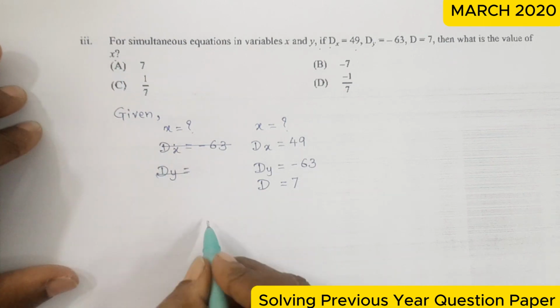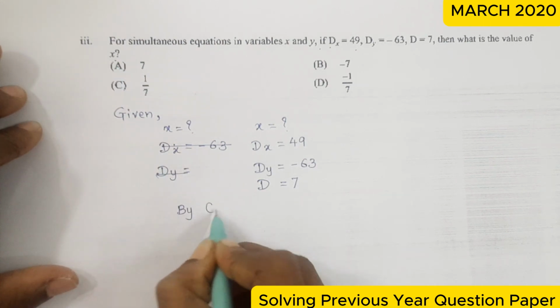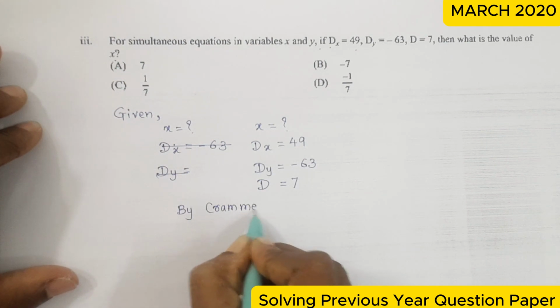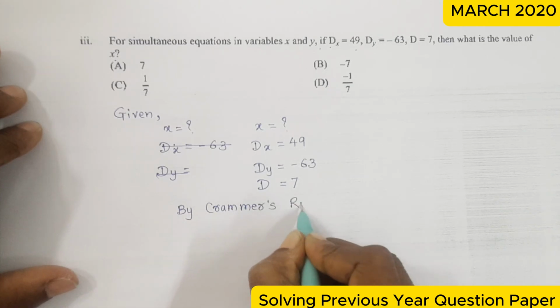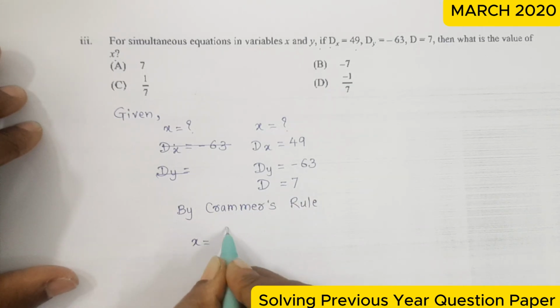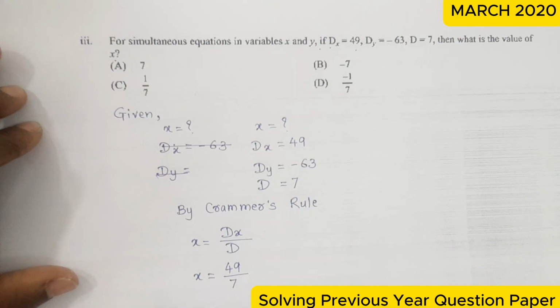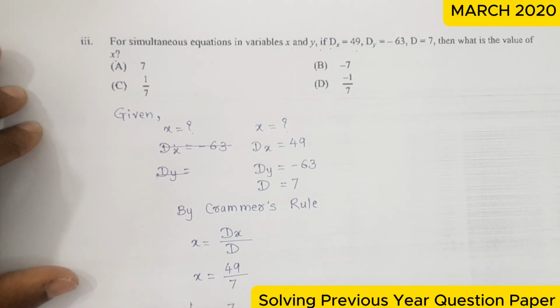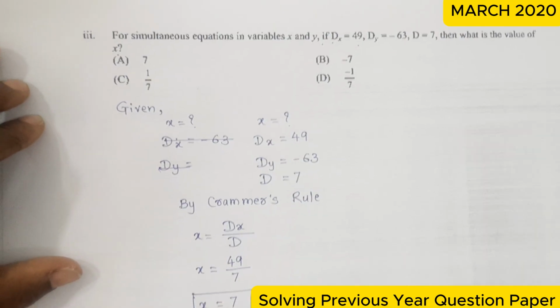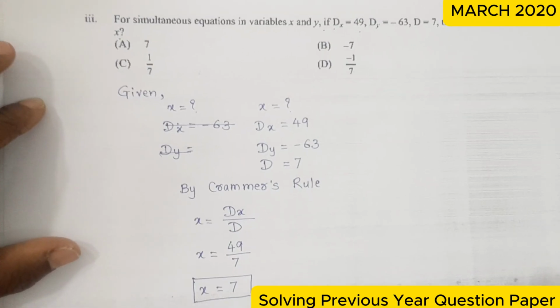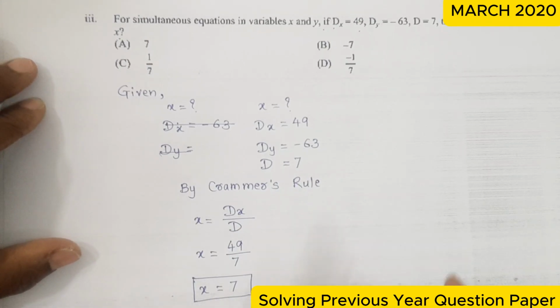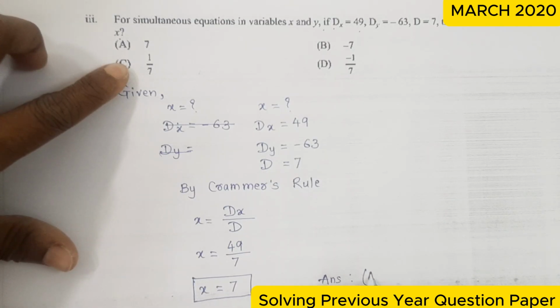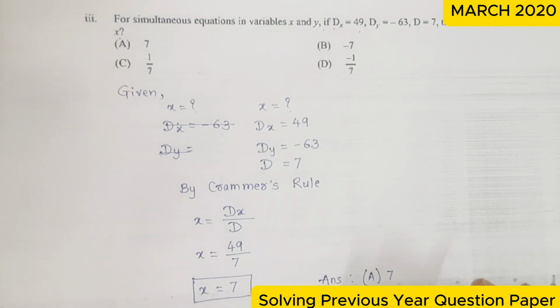So now we have to calculate x. So that means by Cramer's rule, here we apply Cramer's rule. So by Cramer's rule, x is equal to D of x upon D. x is equal to 49 upon 7. So x is equal to 7. So our final answer is 7 students. So that means the answer is option A, 7. Okay students.